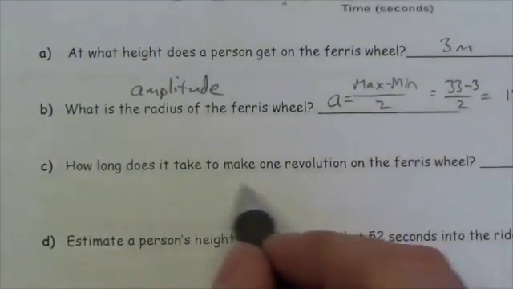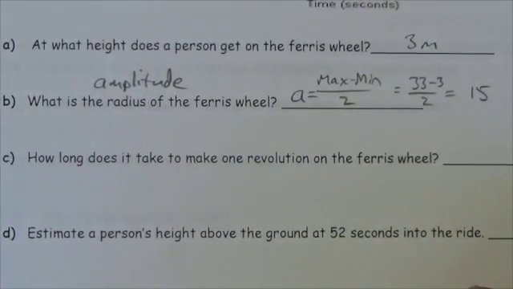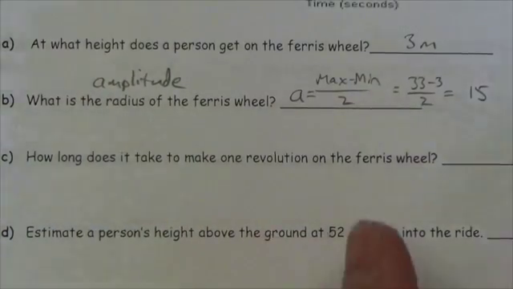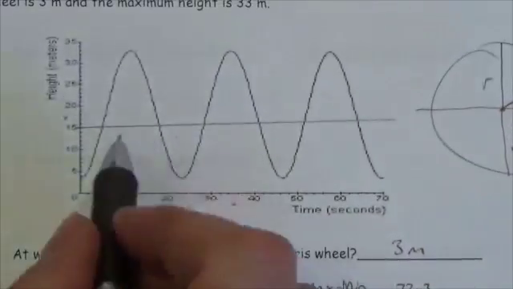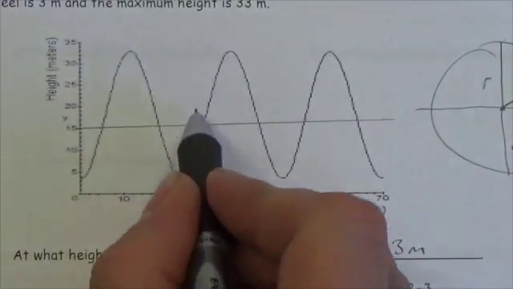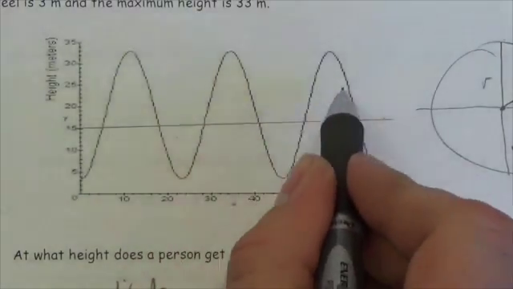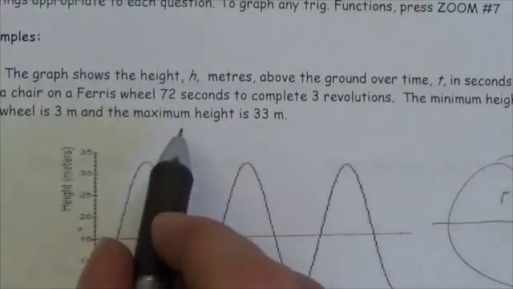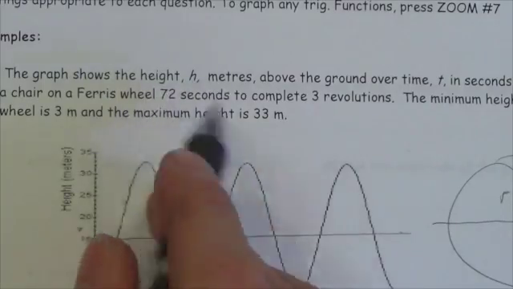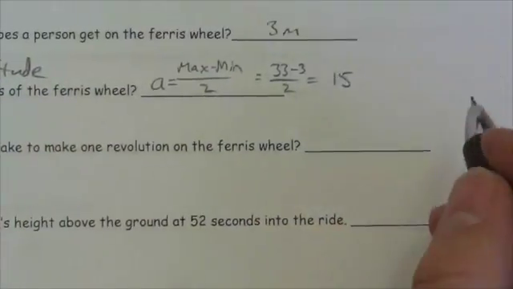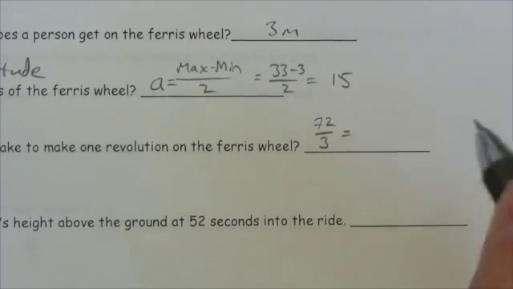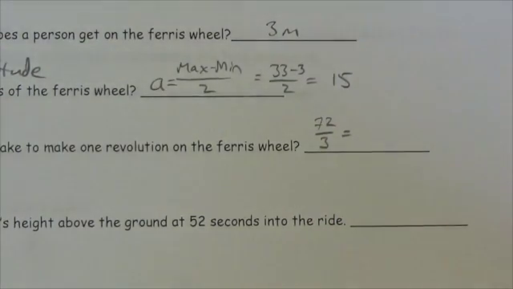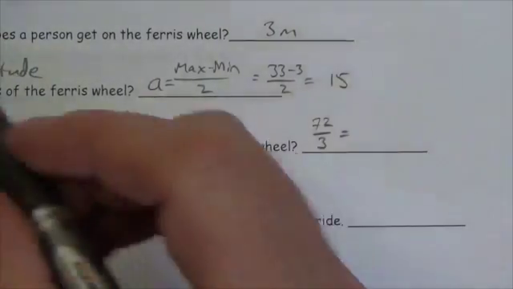How long does it take to make one revolution around the Ferris wheel? Well, we're not given that information specifically, but we are told generally what's going on here. We know that we get 3 complete rotations of the wheel in 72 seconds. So what we've got to do here is take that 72 seconds and divide that by the 3 specific rotations, and this will give us the amount of time it takes for just one rotation.